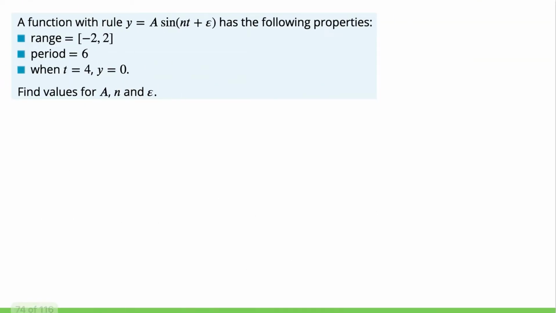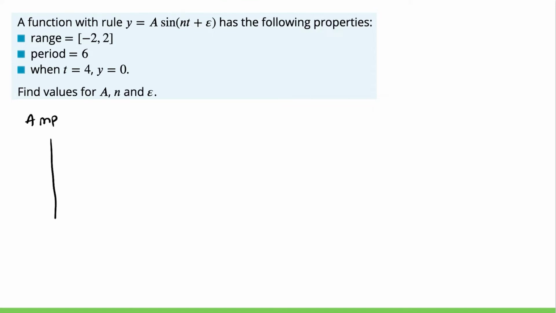Next question. A function with the rule y equals a sine nt plus epsilon has the following properties. The range is between negative 2 and 2, the period is 6, and when t is equal to 4, y is equal to 0. So from this, we've got information that's going to help me find both the amplitude and the period, and that last value there is going to help me find my translation through substituting in an unknown point. So let's just focus on the amplitude at first.